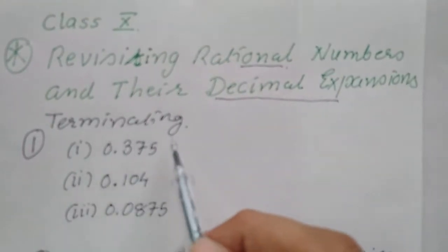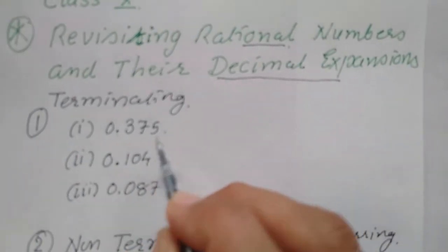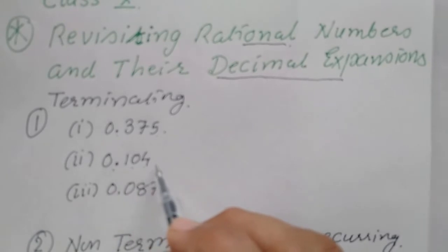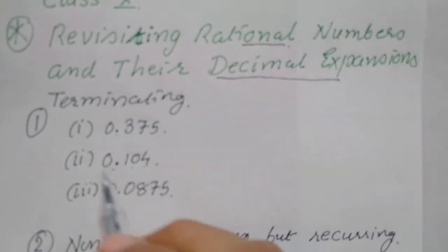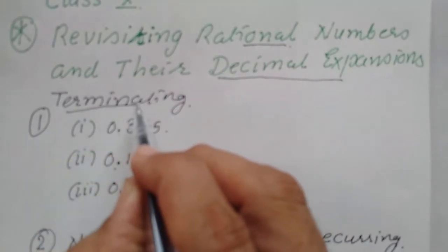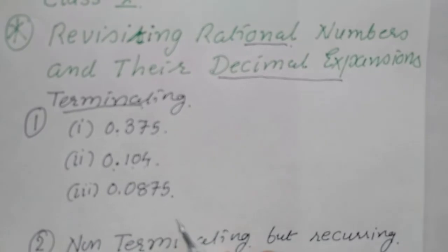So, terminating expansion like this: 0.375, it stops here, 0.104, it stops here, and here it stops. Terminate means what? Stop. Okay, Bhavnagar terminus, that word you know.